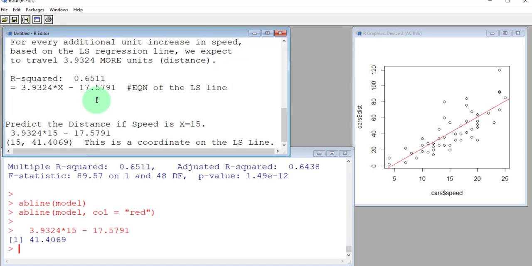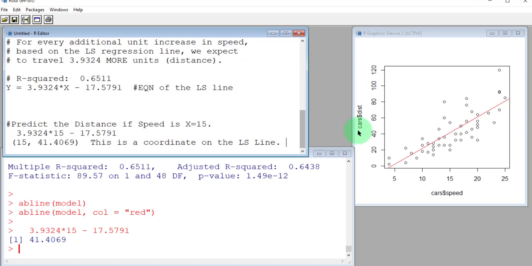Right, that is not data. It's not data, right? Because it's not one of those 50 observations. This is a predicted value of distance for the speed of 15. And something fun that we can do is actually put that coordinate on the graph so it's easy to see.